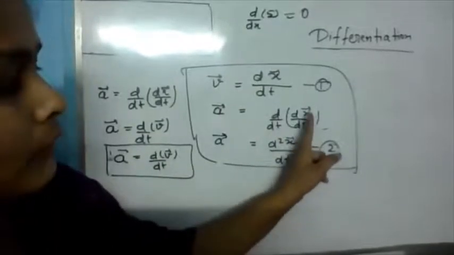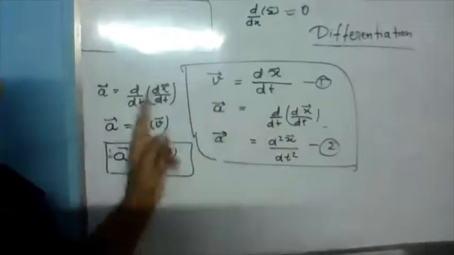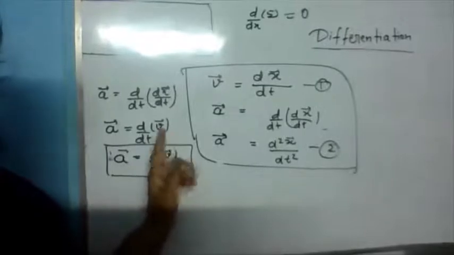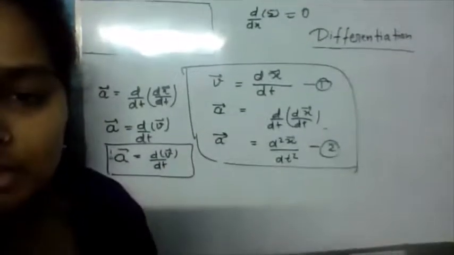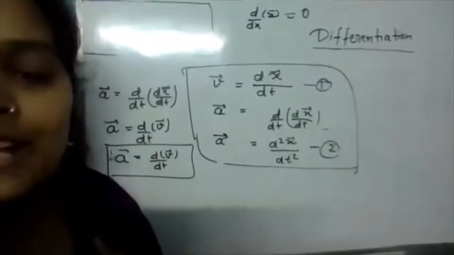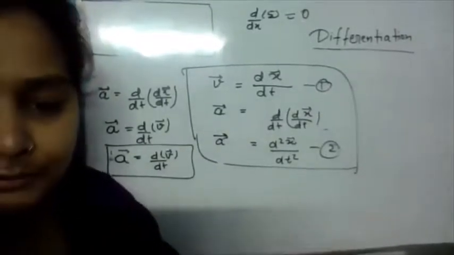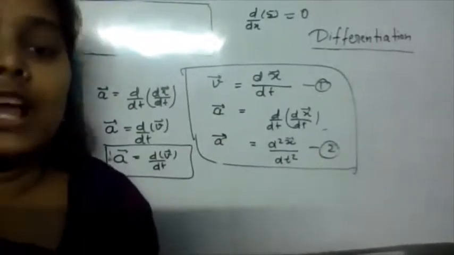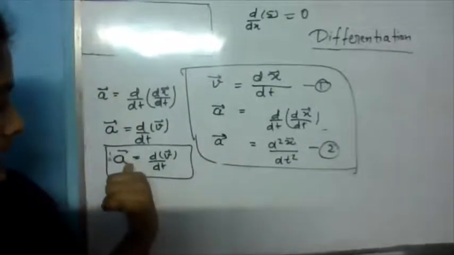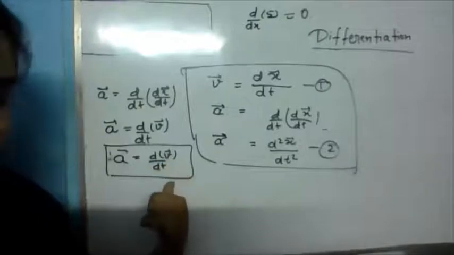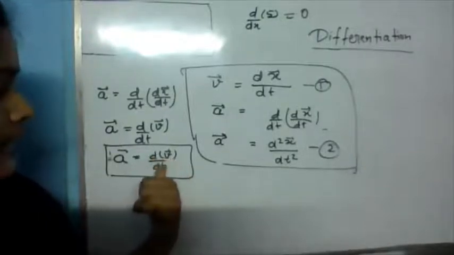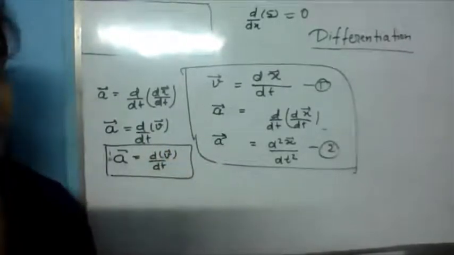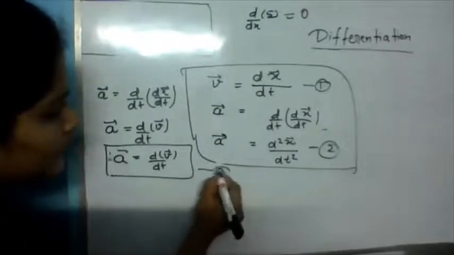Now, here I am putting value of dx upon dt, which is velocity. That means acceleration equals to d upon dt of velocity. That means if I differentiate velocity with respect to time 1 time, I will get acceleration. And simply you can say that acceleration equals to change in velocity with respect to time, because dv and dt show small change in velocity and time. So, is this clear?